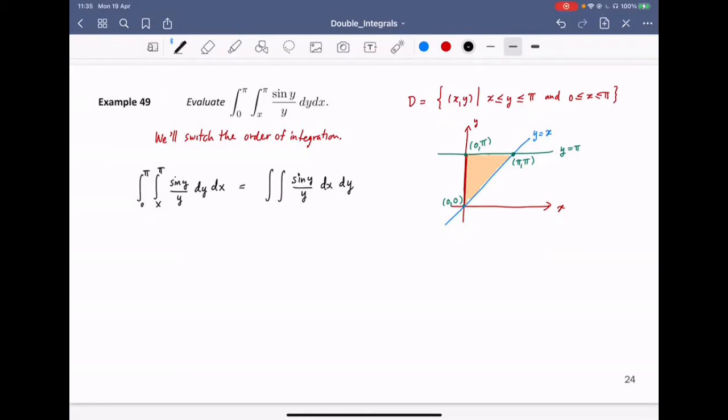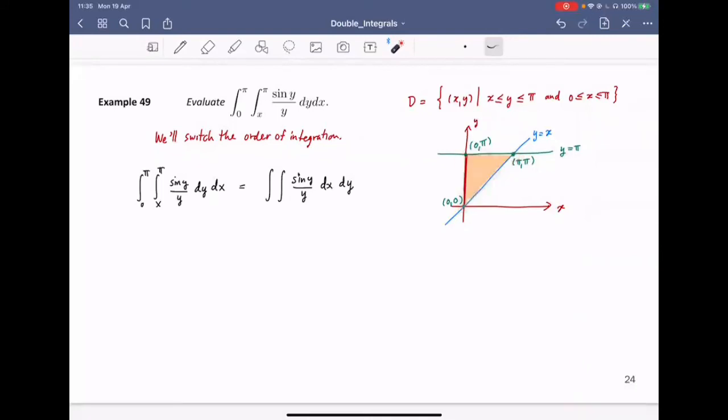Again, if you want to integrate dy dx, it means you draw a vertical line. dx dy means you draw a horizontal line. So you're going to switch from the vertical line that you have. This is the question. The question here does the vertical line: y equal to x to y equal to pi, and then x from 0 to pi.